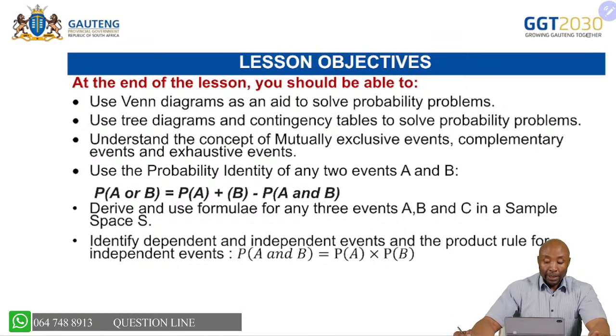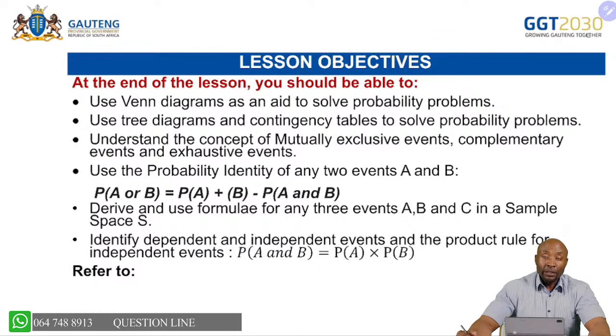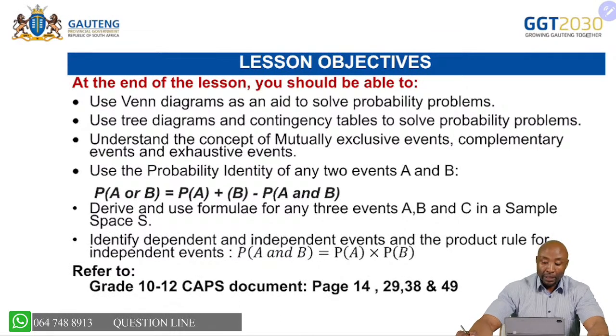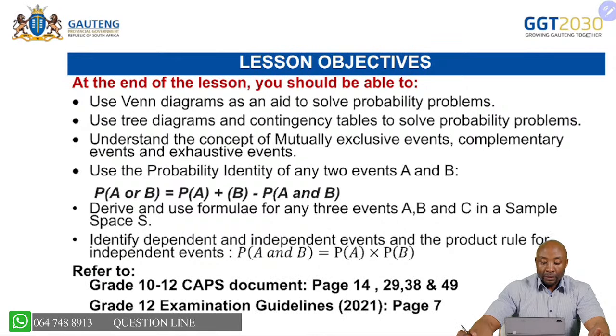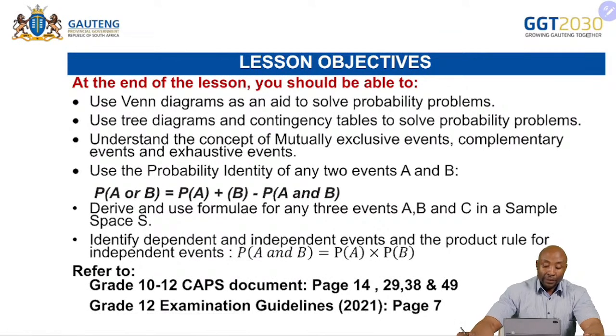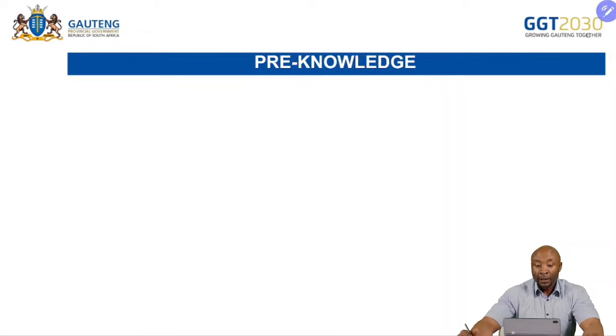and use the product rule for independent events, which is given by the probability of A and B is equal to the probability of A times the probability of B. We can refer to the CAPS document on those pages, as well as the grade 12 examination guidelines for 2021 on page 7.